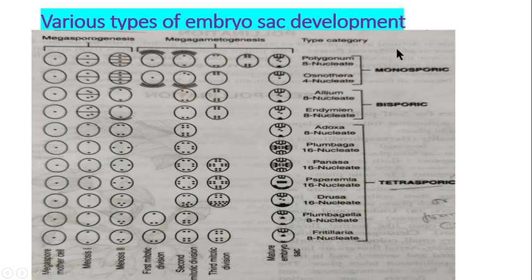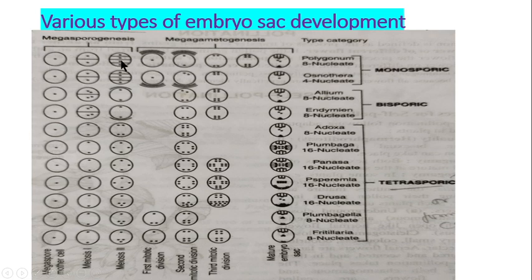In the monosporic category, there are two types, polygonum and oenothera type. Now in the bisporic category, there are again two types: one is allium type and the other one is endymion type. In the tetrasporic category, there are 7 types: adoxa type, pinea type, plumbago type, peperomia type, drusa type, fritillaria type and plumbagella type, right? So now you don't need to get confused regarding this.